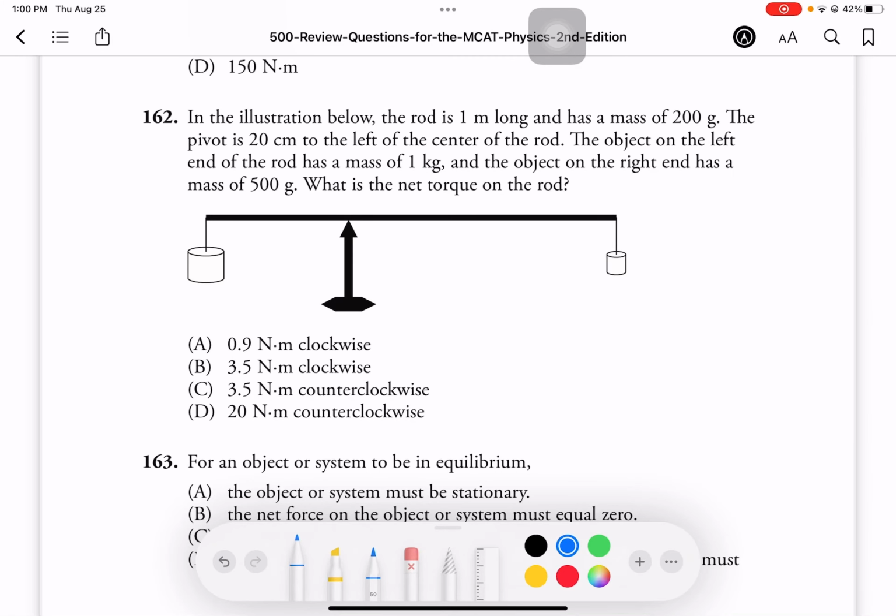Hello everyone, so today we have an MCAT typical torque question right here. So let's see how we do it. If you want to take a minute, pause the video and do the question, then come back. Okay, so on pause. In the illustration below we have a rod that is 1 meter long.